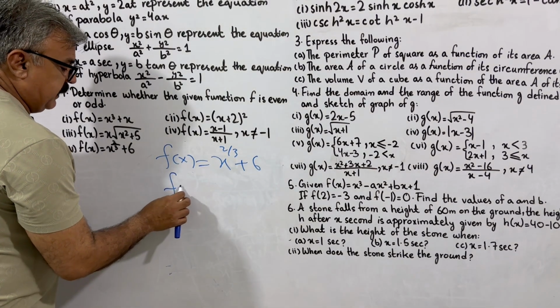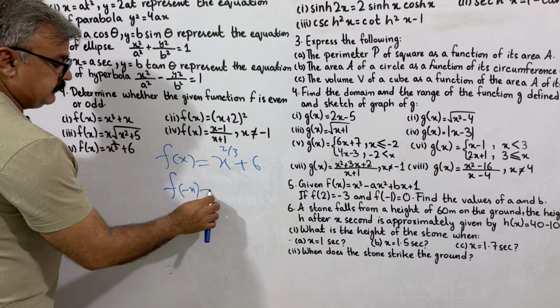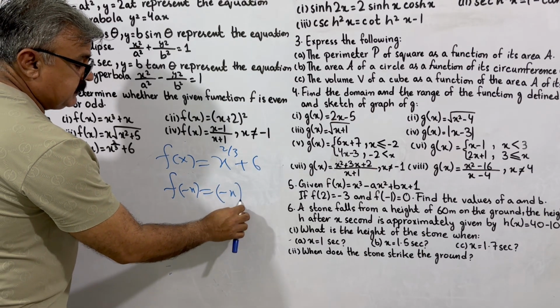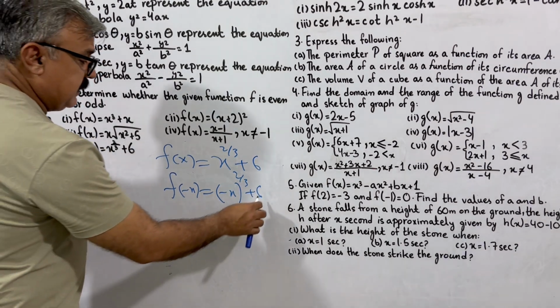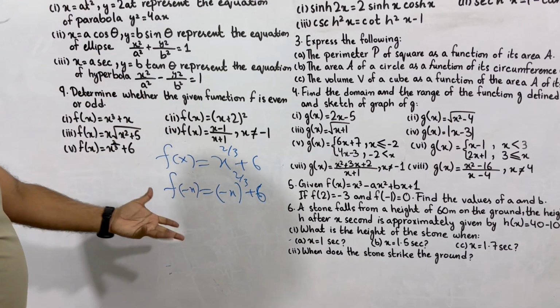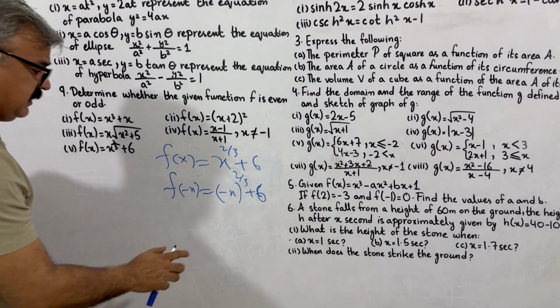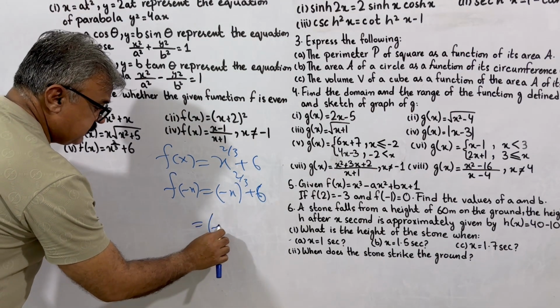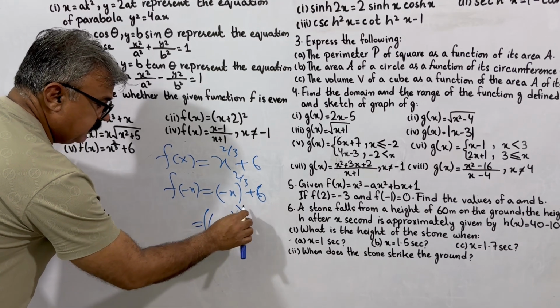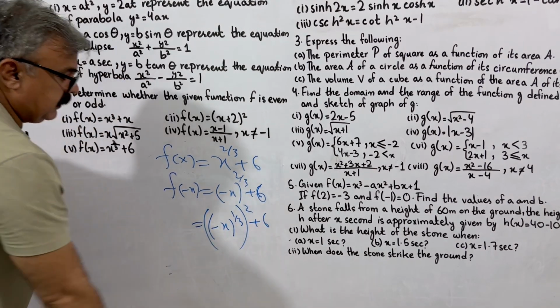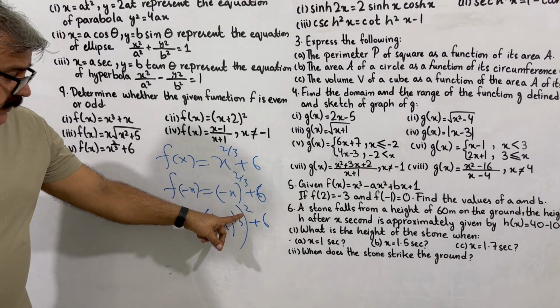Just replace x by minus x. There is minus x raised to 2 over 3 plus 6. Now the game starts. Where to go? It's really very easy. Let me write this as minus x raised to 1 over 3, overall square, plus 6. Look, this power is even.